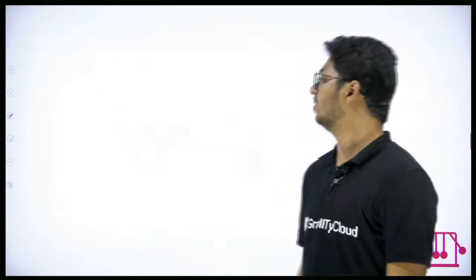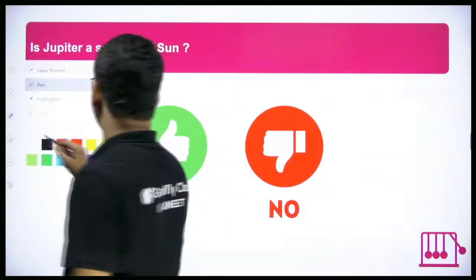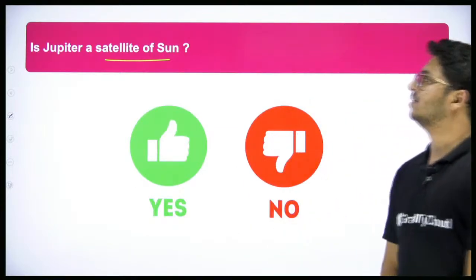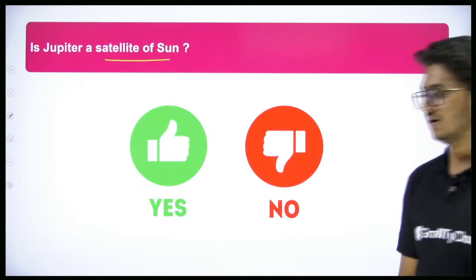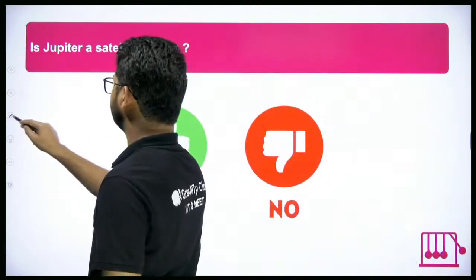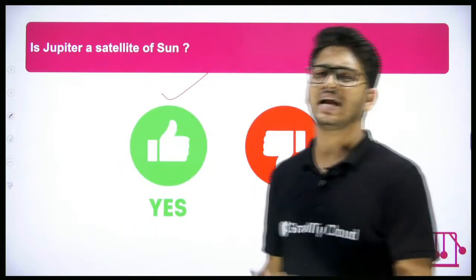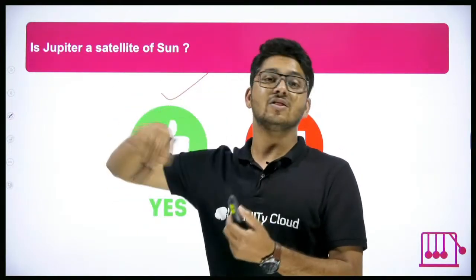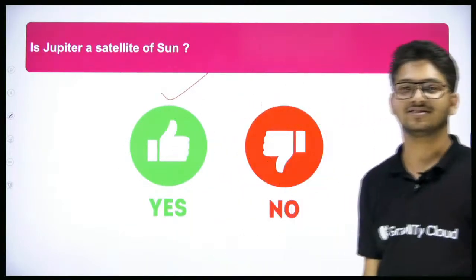Good. Very simple question for us. Is Jupiter a satellite of the sun? What do you think? Yes or no? The answer would be yes. What does satellite mean? Satellite means anything that revolves around it. Jupiter revolves around the sun? Yes. So Jupiter is a satellite of the sun, and the answer is yes.